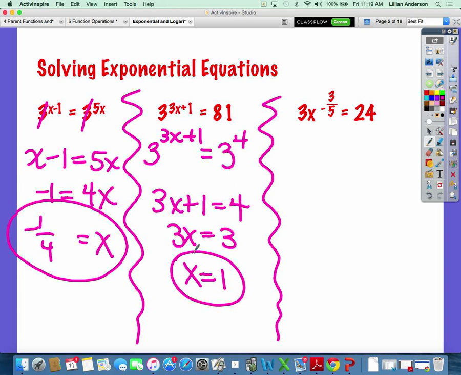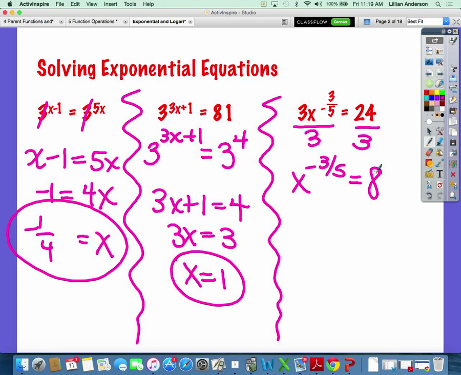You can divide by 3, because that 3 is being multiplied to that x, isn't it? So you have x to the negative 3/5 equals 8. We're not going to use log here. No calculator. Still in the no calculator section.